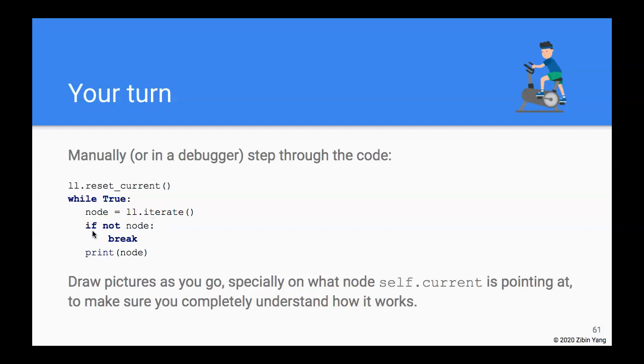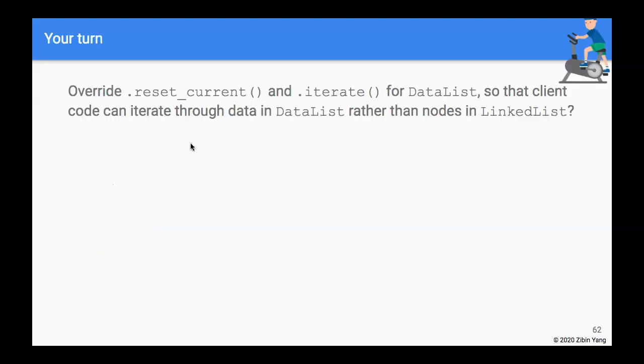Now, we did the traversal for a linked list without data, which returns all the nodes, but that's not terribly useful. So the next thing I'd like you to try is to do the list traversal for the data list. Think about what we might have to do for reset current as well as iterate, so that the client code can use these 2 methods to iterate through the data in a data list. So pause the video, please, and give this a try.